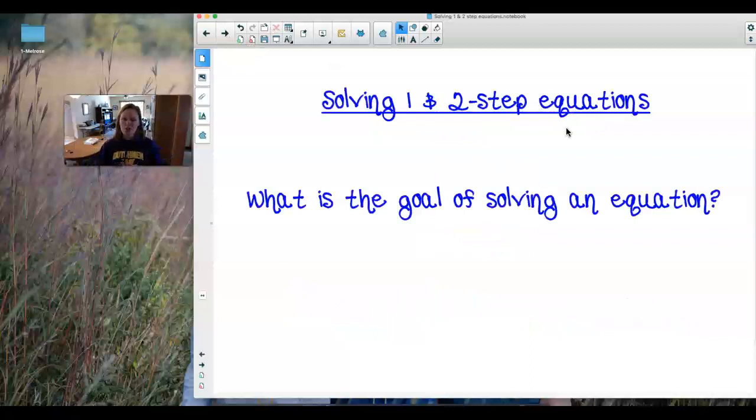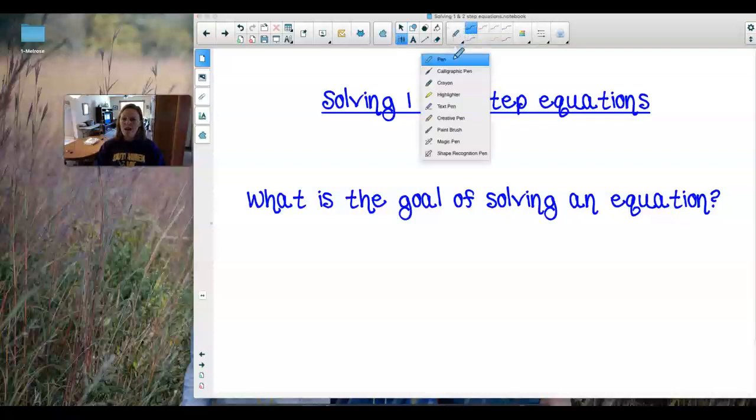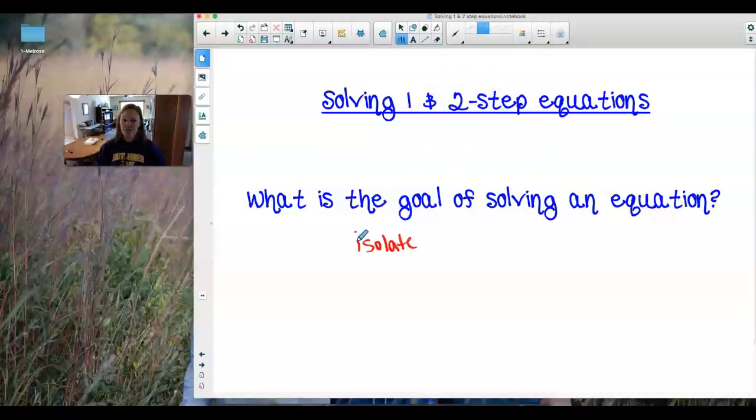So moving on here, solving 1- and 2-step equations, we have to think back for a moment and remember our goal of solving an equation. Remember that the goal of solving an equation is to isolate the variable. And what does isolate mean? Well, isolate means we want to get the variable by itself. So we are going to be very careful in how we do that.